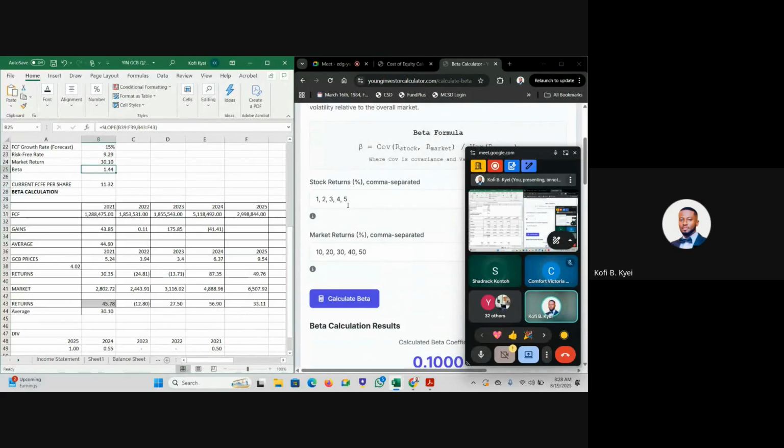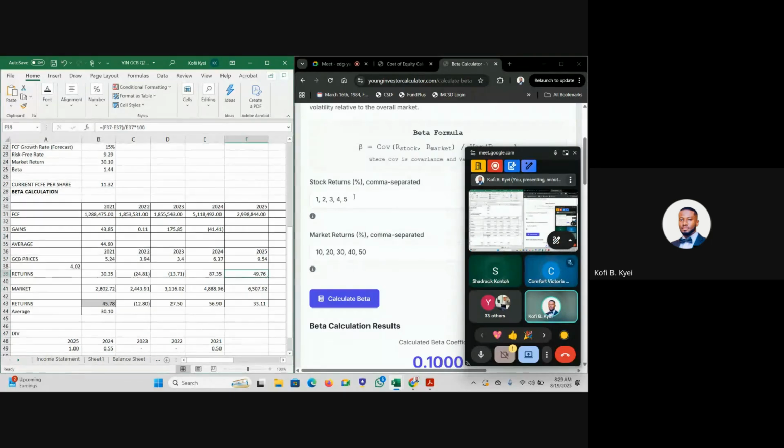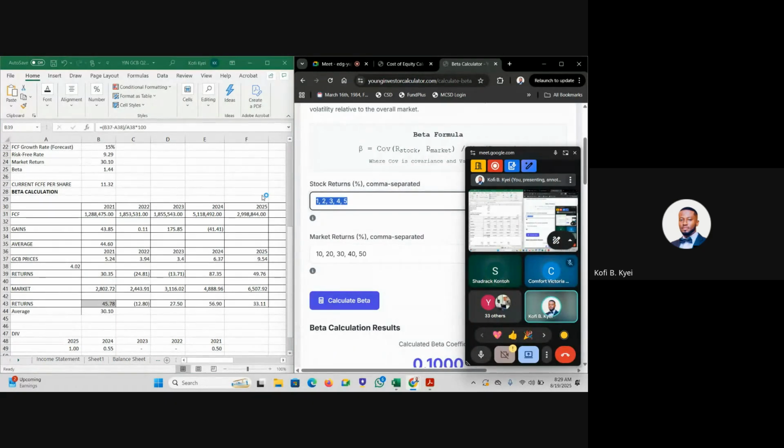Okay, so the stock returns, as you can see from the Excel. These are the prices for GCB at the end of the period 2021, 2022, 2023, 24, and 25. These are the returns, these are the prices. Now I calculated for the returns. In 2020, the price was 4.02. So I calculated for the returns each year. These were just examples I was giving, but I'm going to put the real figures so that we can relate better.